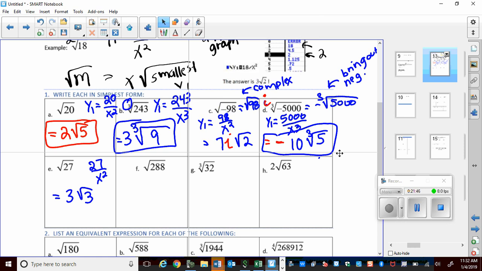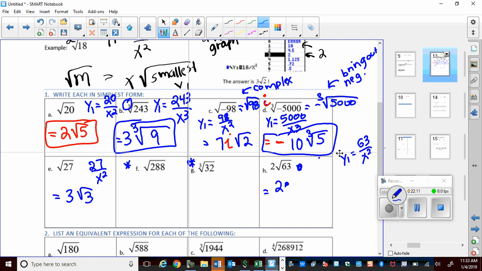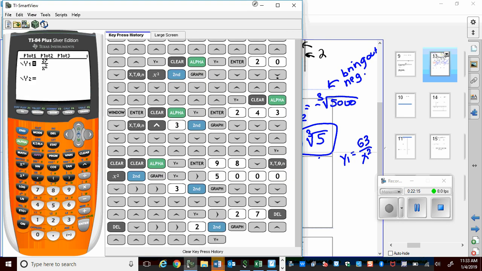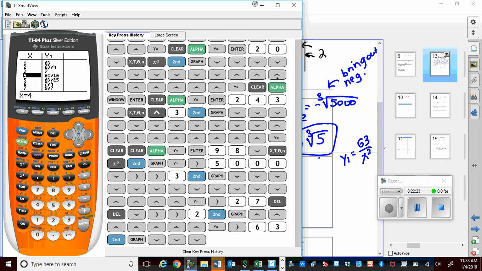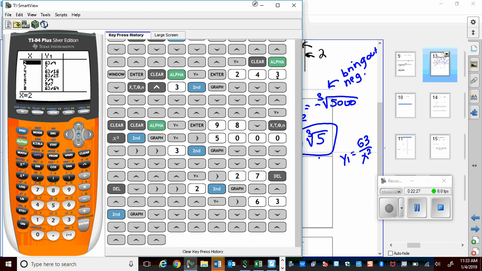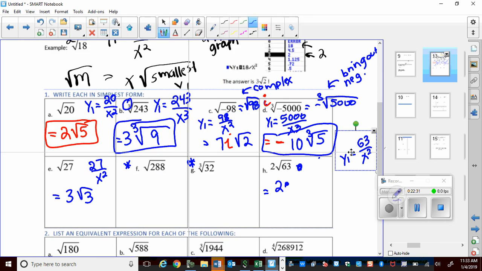For F and G, I'm going to allow you to do those on your own. For H, I want to do that one with you. So if I rewrite this, I have 2 times something. But in my graphing calculator, I'm going to put y1 equals 63 over x squared. I'm looking for my smallest whole number y, and I have 63 over x squared per second graph. And if I go down, I have 3 and 7 is paired, and the rest are fractions. So I have 7 is my smallest whole number y, and 3 is paired with it. So that gives me 3, but inside that radical, square root of 7. All right? So I just need to simplify. 2 times 3 is 6, square root of 7.